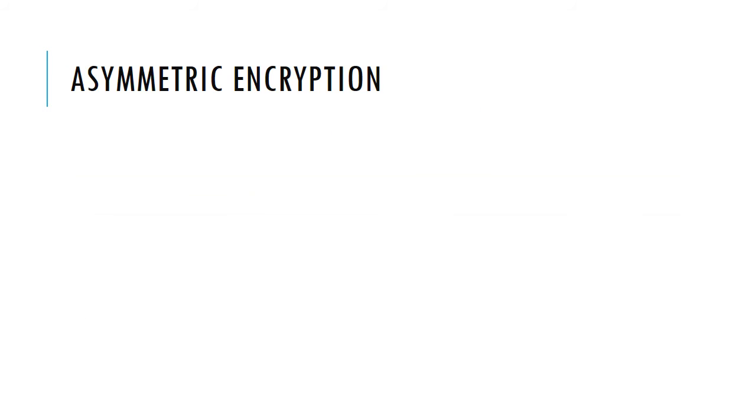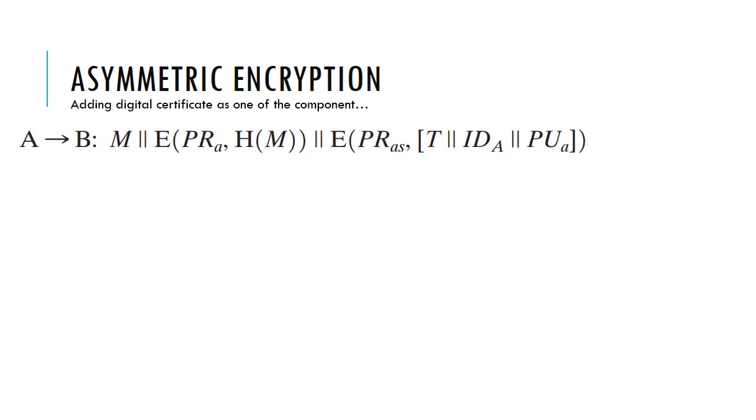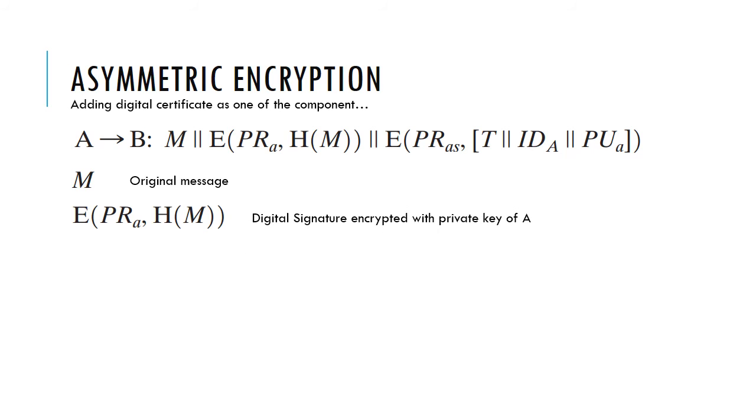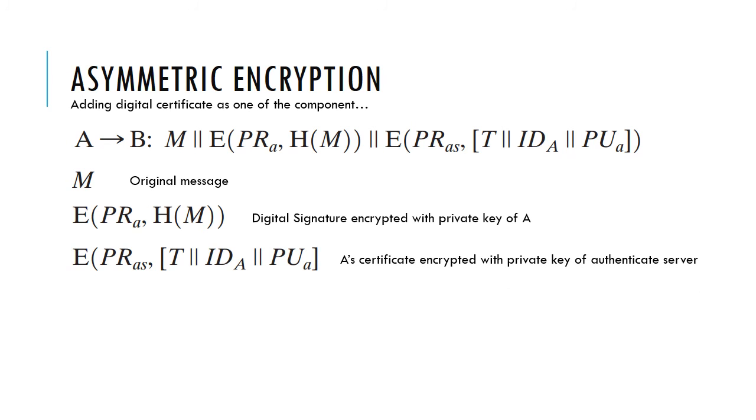To further improve the security, we can add in a digital certificate. Assuming that this is the normal step we take during encryption, we assume M as the message. Since we are using the digital certificate, we will encrypt the digital signature with Alice's private key. After that, we are going to take Alice's certificate to be encrypted with the private key of the authentication server.